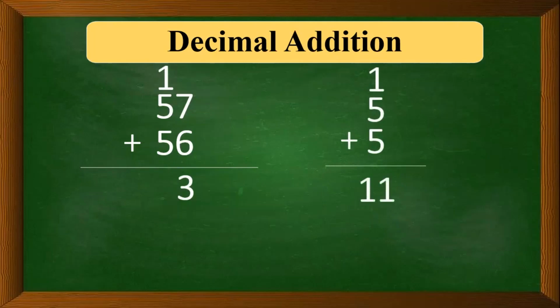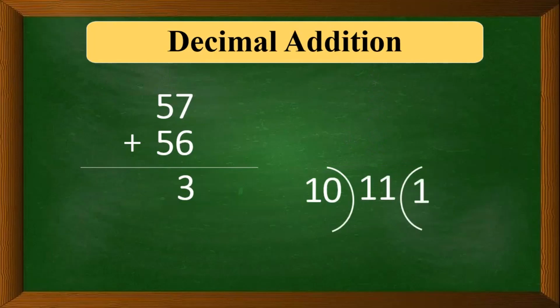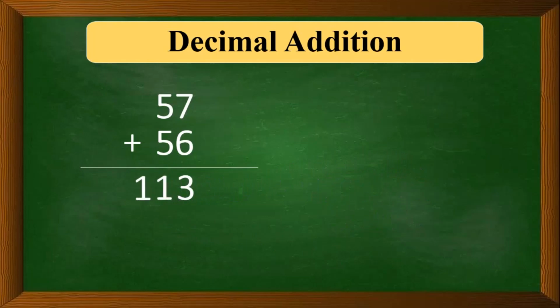Now again you have to repeat the same step. So 11 will be divided by base 10. So here is quotient 1 and remainder 1. Remainder 1 will be placed on the result and there is no number left to add. So carry 1 will be placed also there. So the result is 113.